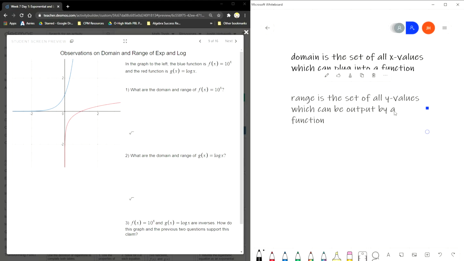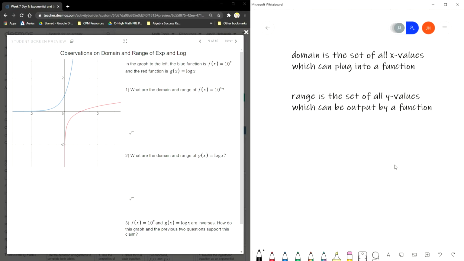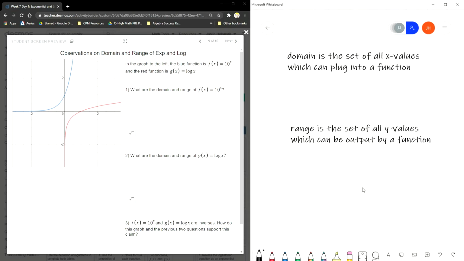So when we're asked to find the domain and range of these functions, I wanted y'all to just analyze the graph. Think about it, right? You see this graph here for the blue one. The blue function is f of x equals 10 to the power of x. So domain: what x values are allowed here, on the horizontal, for this function? Well, it looks like it goes all the way to the left. So it seems like my domain should include negative infinity.